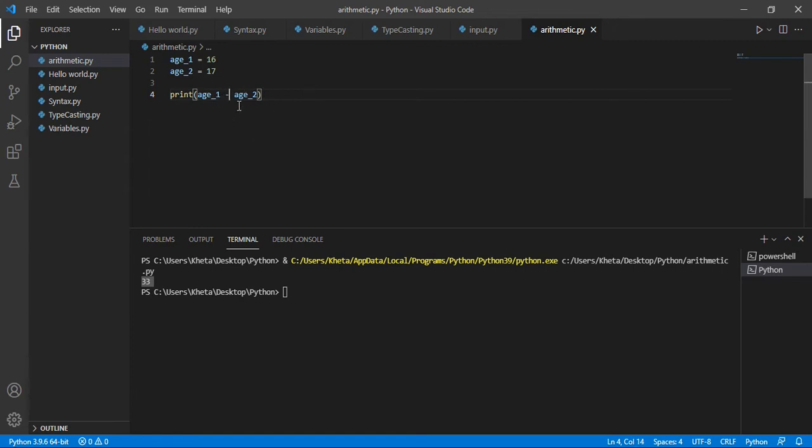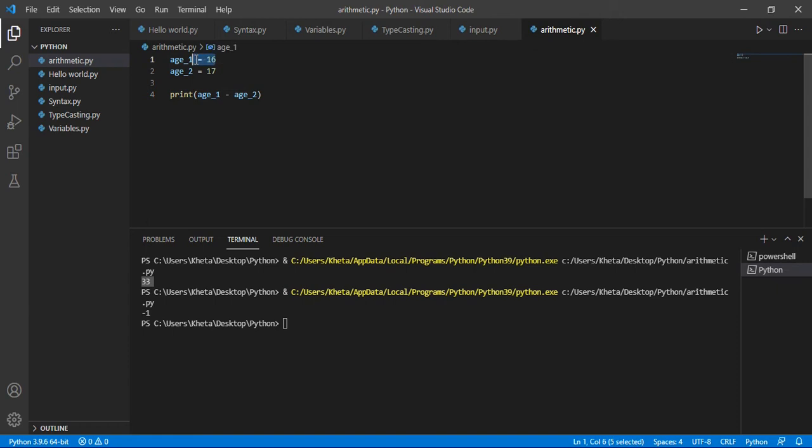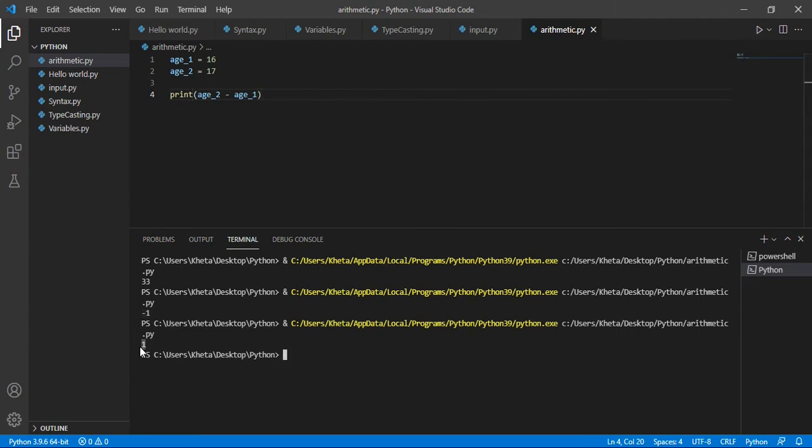If you start with age 1 and you subtract the other, then expect to have a negative number because age 1 is actually smaller than that one. So 16 subtract 17 is indeed negative 1. If you swap them around, then you're going to have 1, which is 17 minus 16. So that is what to expect.